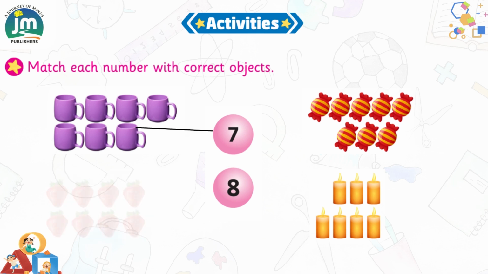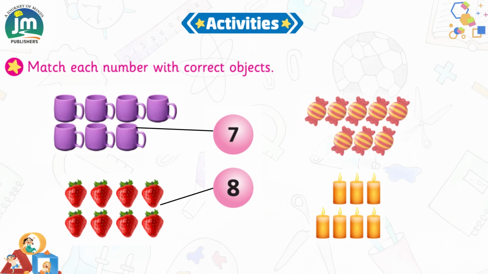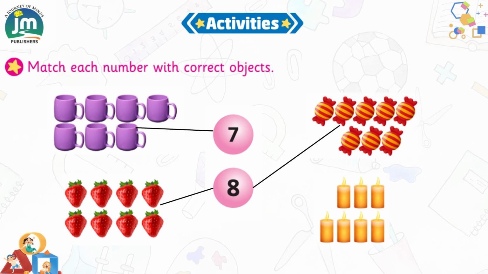Next one is strawberries. How many strawberries are there? 8. So match these strawberries with number 8. Third one is candies. 8. Which candies are there? So match the candies with number 8. Last one is candles. 7 candles. So match these candles with number 7.